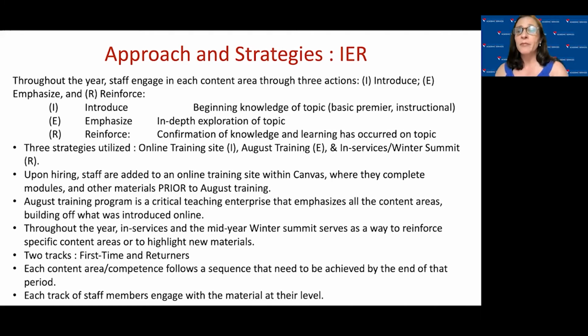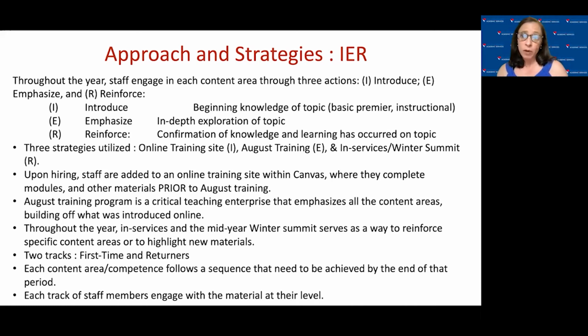And then in August, we have the emphasize experience, which is really an in-depth 10-day period that we really expand in knowledge, not just about tangible items such as policies and procedures, but also the other skills of conflict mediation, communication, dialogue, working in a team. And we really spend 10 days working with our staff to really establish that base of knowledge. And then our reinforcement is that throughout the year, we have in services, we have a winter training, we call winter summit, that really gets a critical time to step back and say, okay, have I learned enough at this critical time? What else do I need to continue learning? And so that's our IER method.